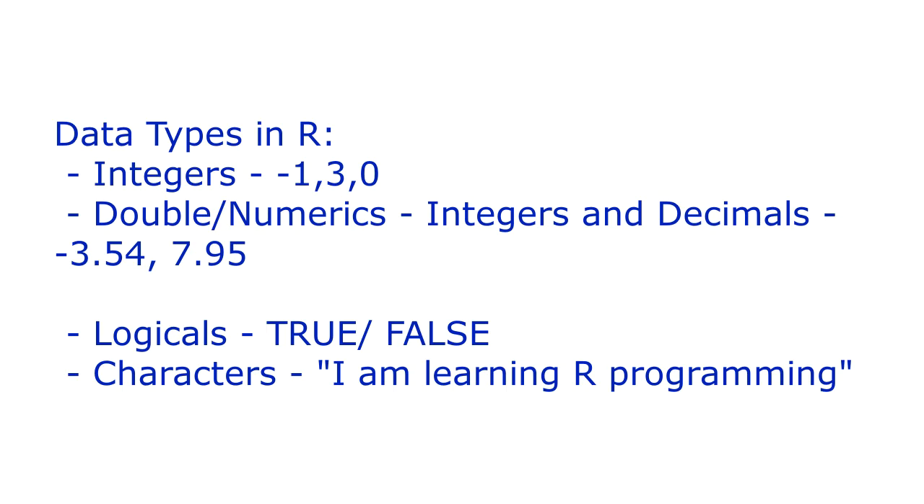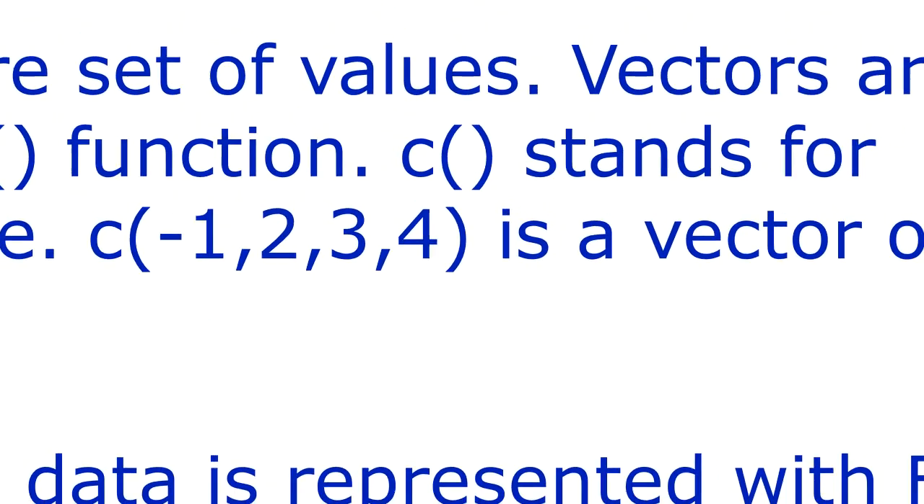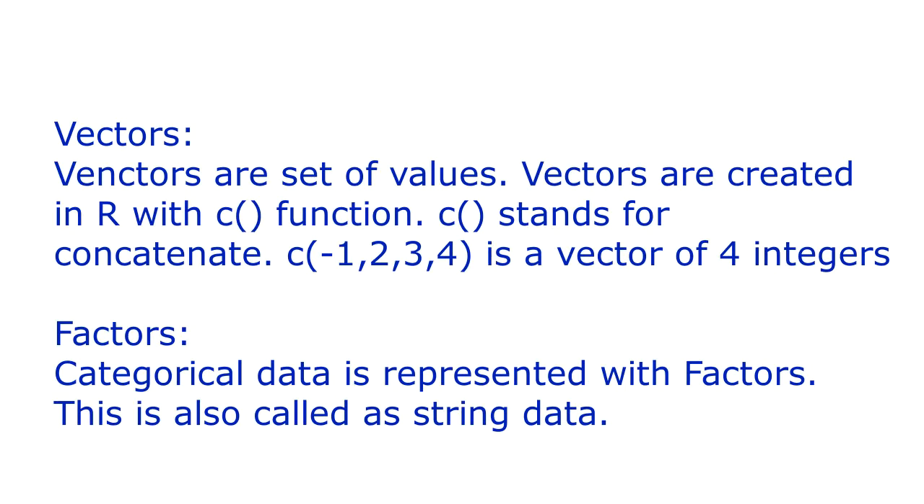Then we have vectors. Vectors are nothing but a set of values. It is created by the c function. c stands for concatenate. For example, c(3, 6, 9, 5) represents a vector with numerical values. Then factors. Categorical data is commonly represented in R with the help of factors. Categorical data is also sometimes called string data.